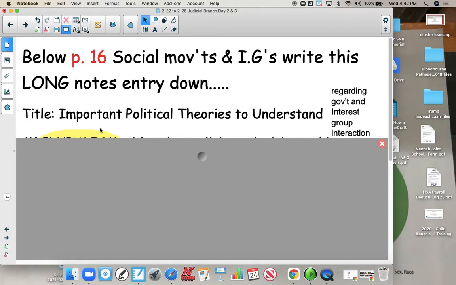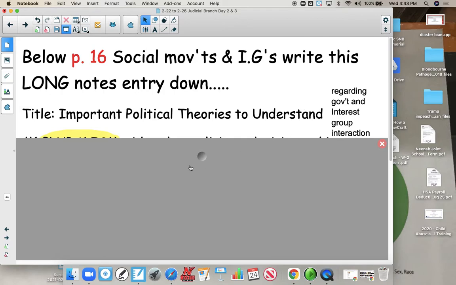So write this down next, and this is rather long, as it says here. You'll probably fill up all of page 16 and go on to page 17. Pause the video as much as you need to get all the information that you need down. You will be expected to know all four theories, as it'll be important for your summatives. So start off with a title: Important Political Theories to Understand Regarding Government and Interest Group Interaction.